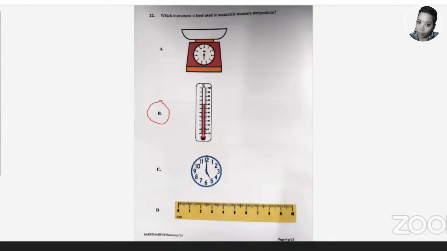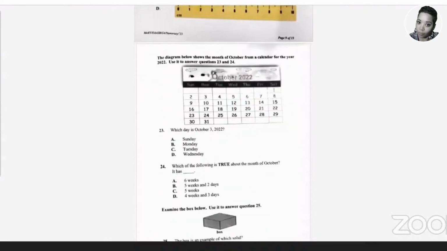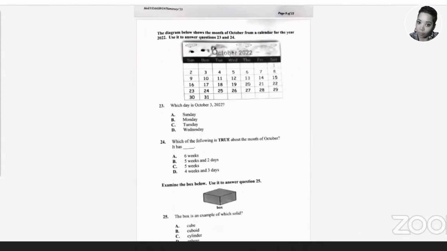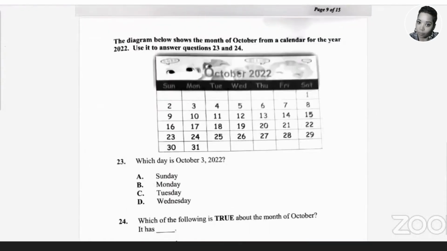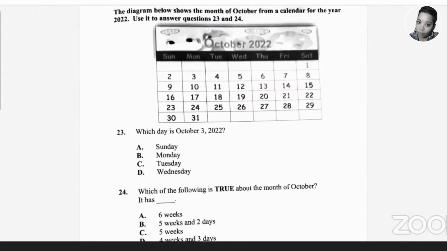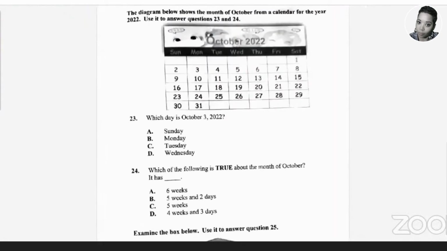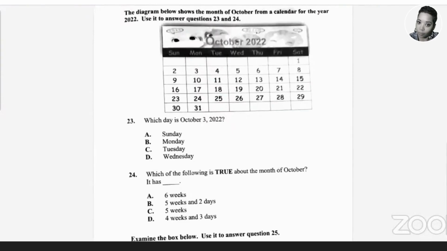All right, so let's get to question 23. Let me make this bigger again so that we can see the questions. A little bit smaller because there are 2 questions for this, so we want to put both on the screen at the same time. The diagram below shows the month of October from a calendar for the year 2022. Use it to answer questions 23 and 24.